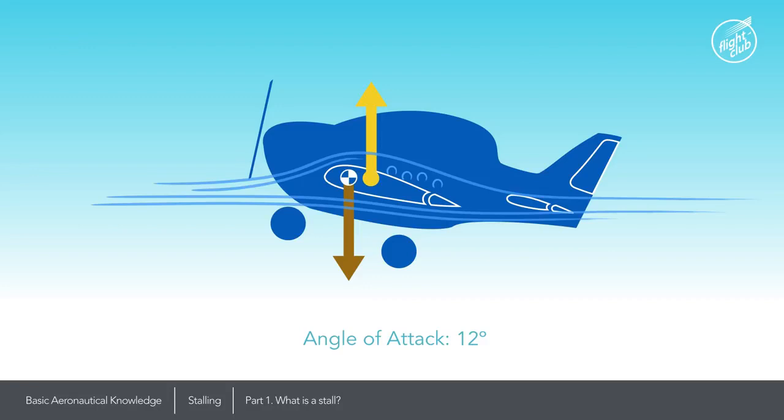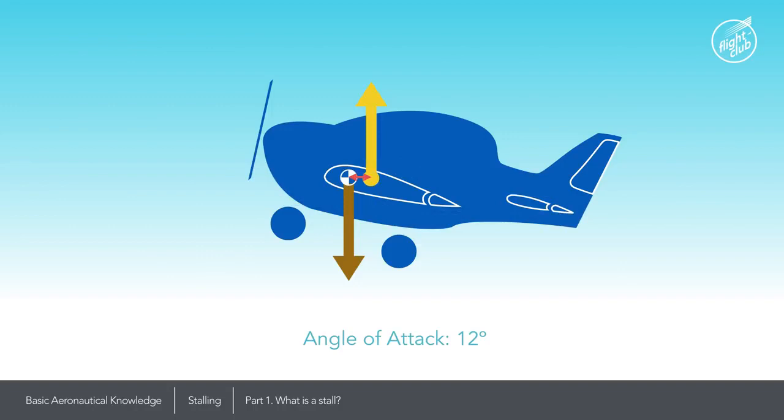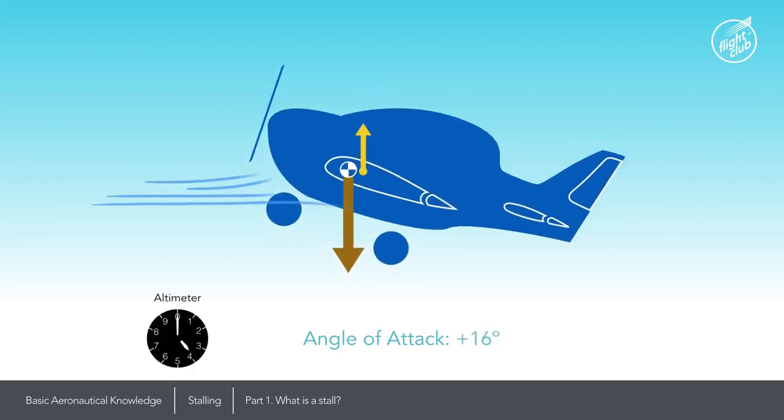Most of the lift is now generated near the leading edge of the wings, thus the lift vector moves further forward, closer to the weight vector. Consequently, the aeroplane becomes less stable since the moment between lift and weight reduces. A stall occurs once the critical angle of attack is exceeded.